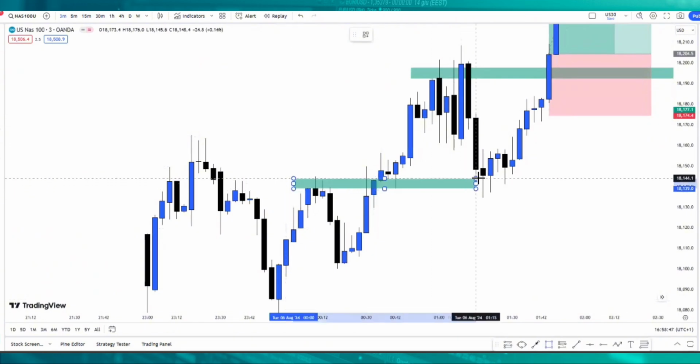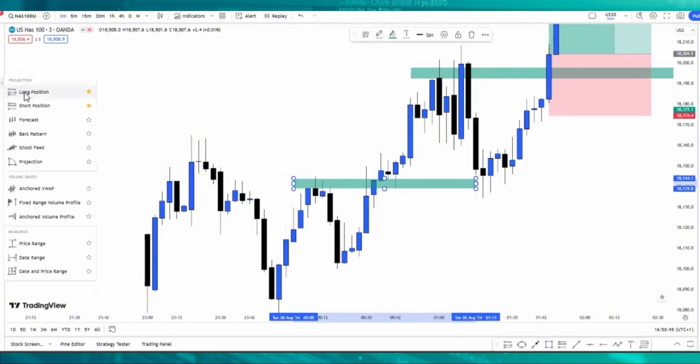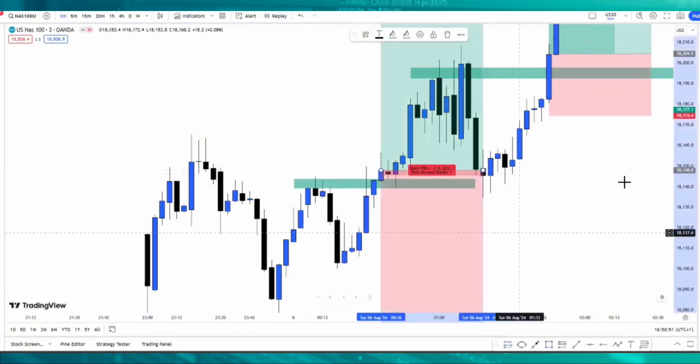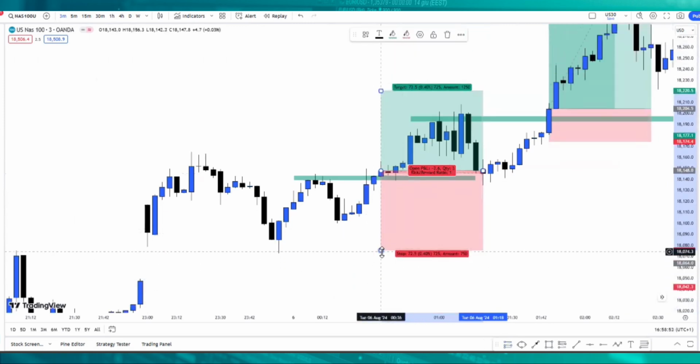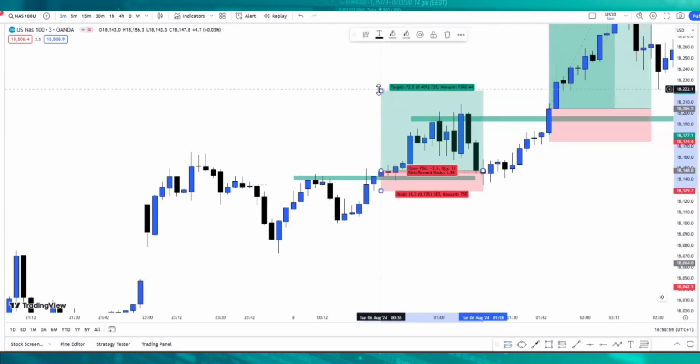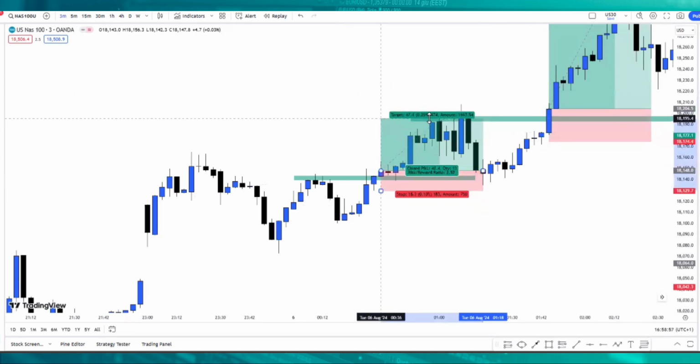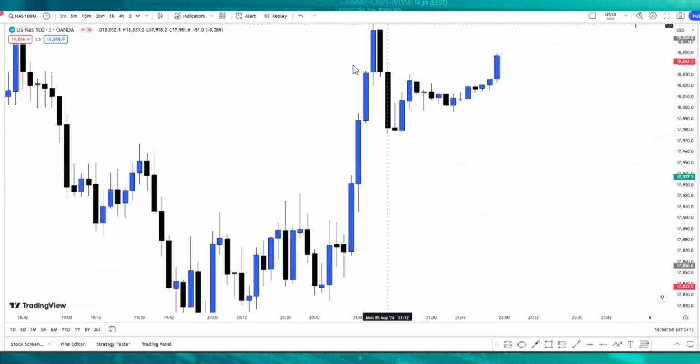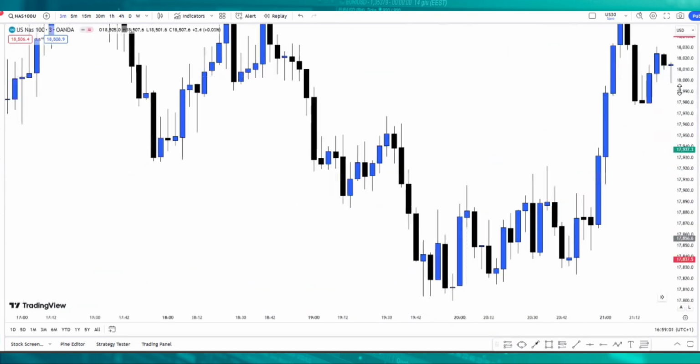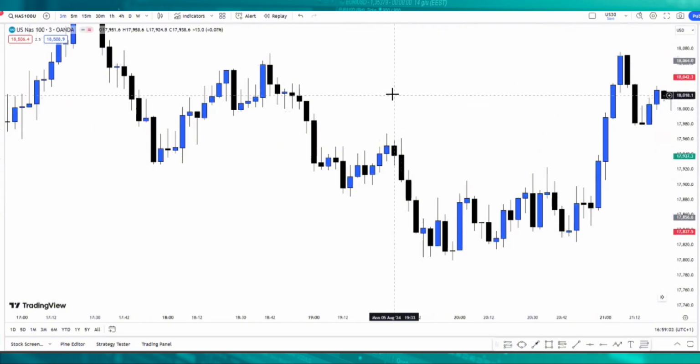We have this resistance zone here just like this. What did the market do? The market gave us a breakout just like this. Our stop loss will be below just like this, and our TP will be above just like this, or we can extend it, no matter how you like it. Now let me show you guys another example.